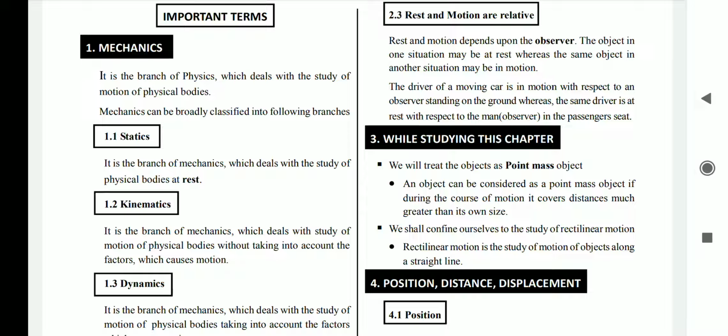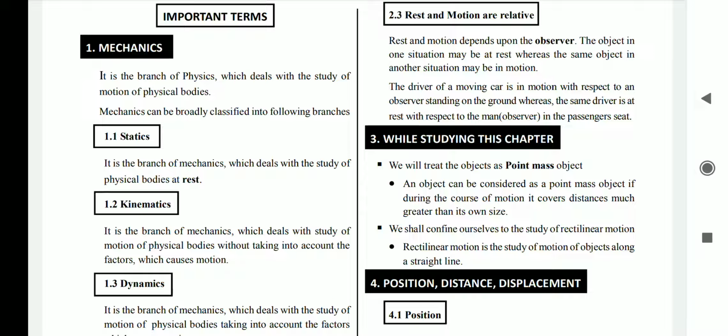Mechanics is further divided into 3 categories. The first is statics. Statics is that branch of mechanics which deals with study of material bodies at rest. The second is kinematics. It is that branch of mechanics which deals with motion of material bodies without considering the factors responsible for its motion. For example, force is not considered in kinematics.